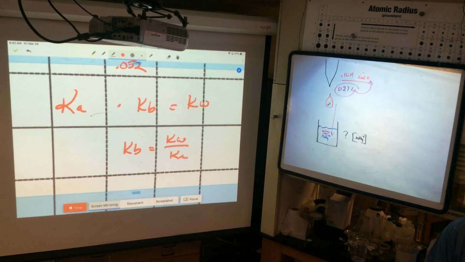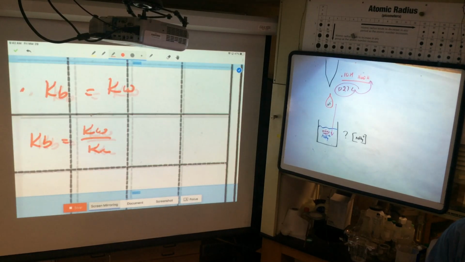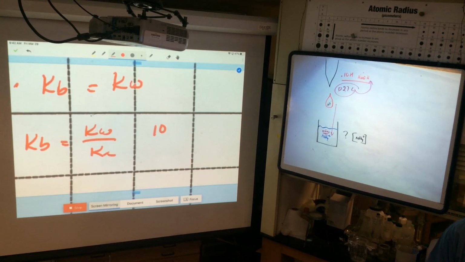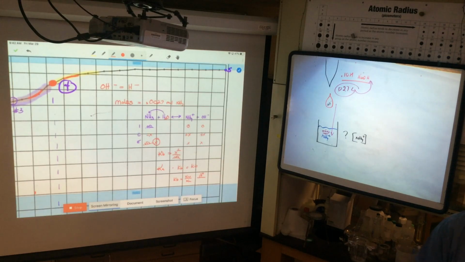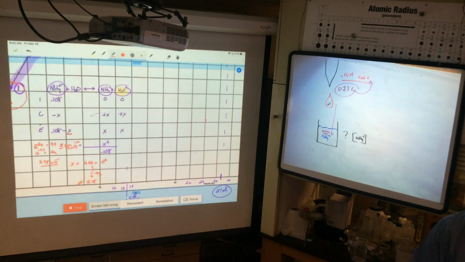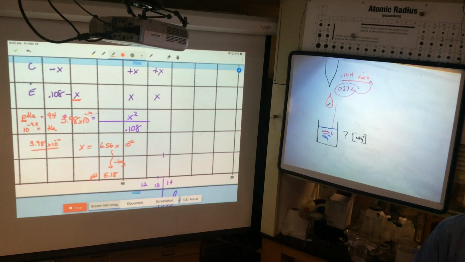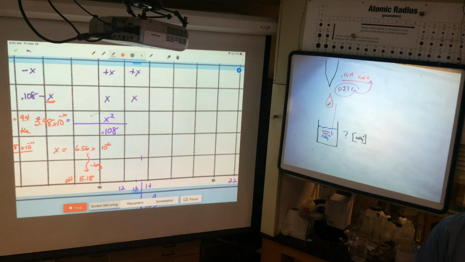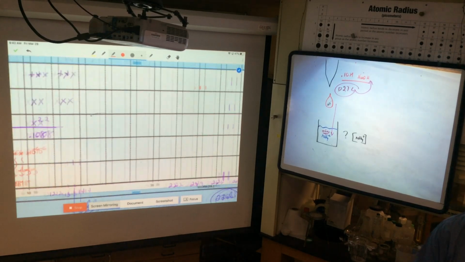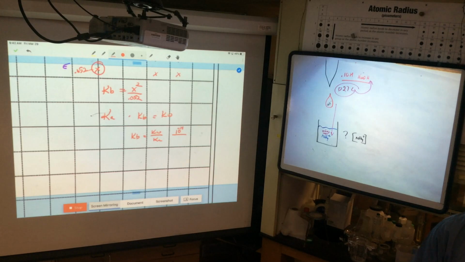We found the Ka, didn't we? Right? Is that right? Yeah. Kw is 10 to the negative 14. That's the equilibrium constant of water dissociating. And what I say was it was 6.56. Is that it? No, that's X. Oh, 3.98. 3.98.